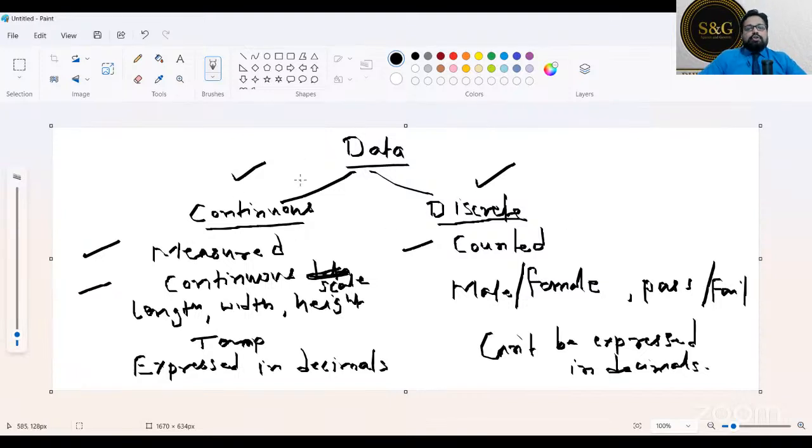Okay. So now understand this. When we collect the data, we check whether the data is following a stable path over a period of time or not. That is called a stability check. Okay.